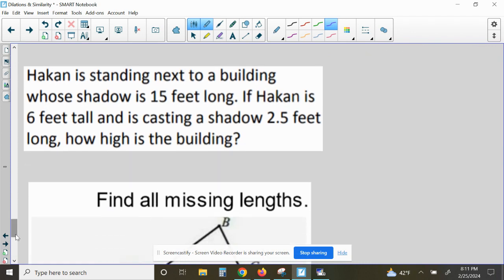Okay, Hakan is standing next to a building whose shadow is 15 feet long. Hakan is 6 feet tall and is casting a shadow 2.5 feet long. How high is the building?